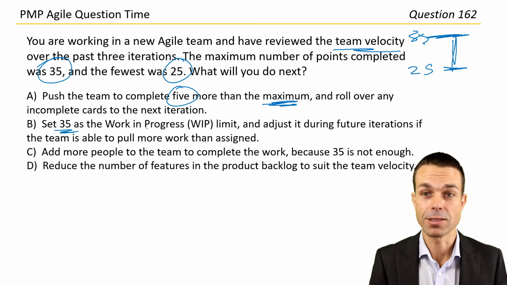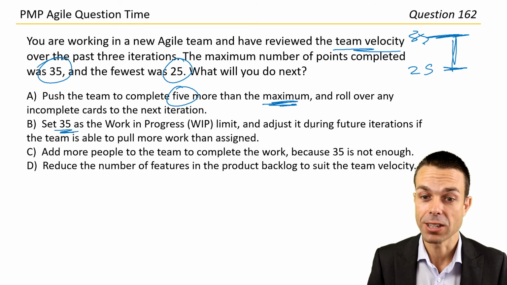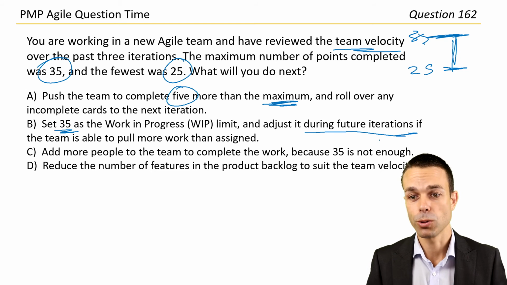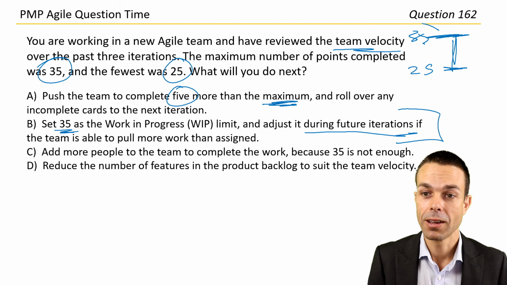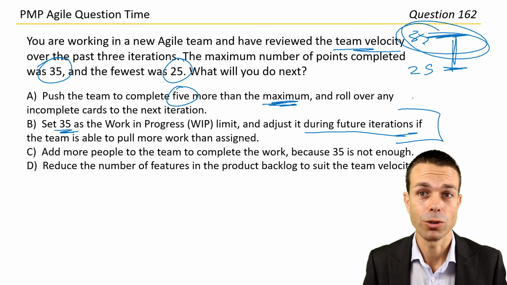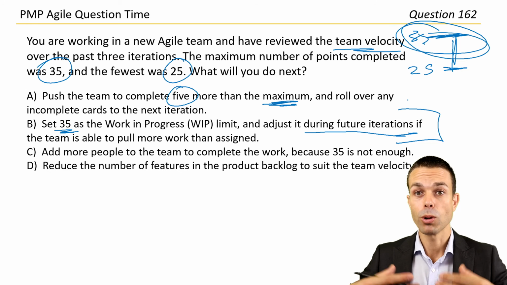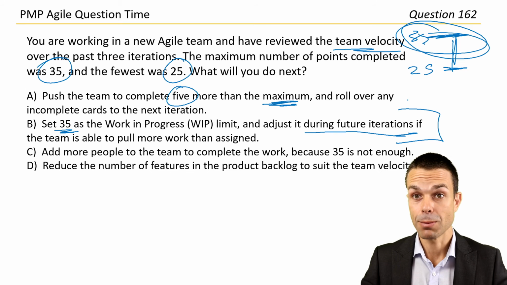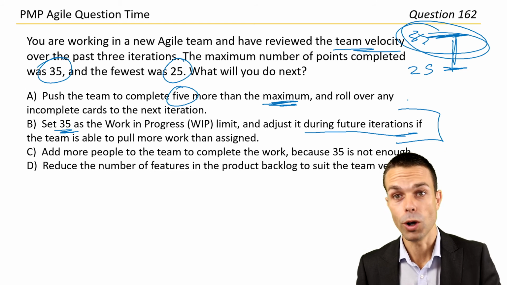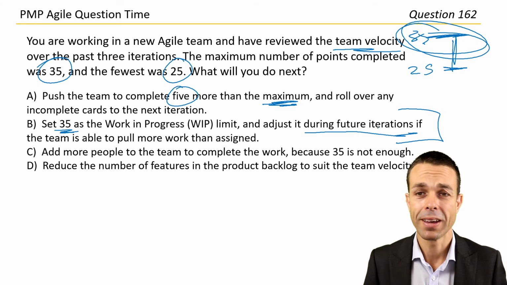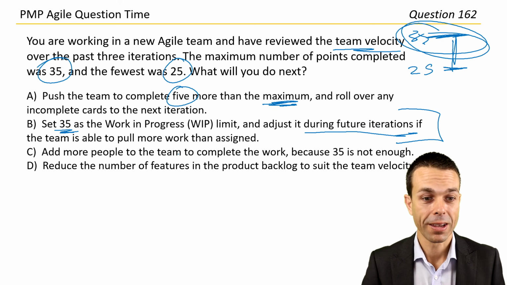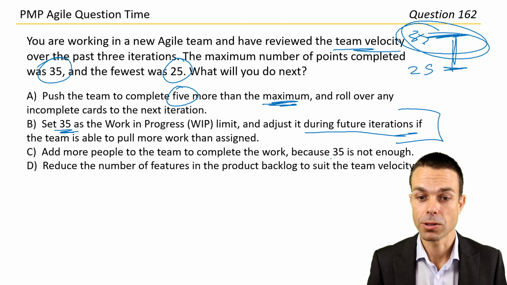Set 35 as the work in progress, WIP limit, and adjust it during future iterations if the team is able to pull more work than assigned. Absolutely. So this one, we set the limit at the maximum that we have achieved. And so no more than that currently. We pull in the work for our iteration at 35, no more than 35. And then if the team gets through it all, then they can pull more work. So this is probably one of the better ways to do it. And it's accurate because it's based on previous iterations and what we have previously achieved. So really, really important.